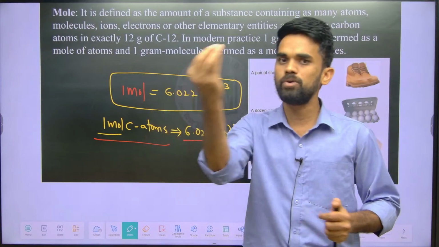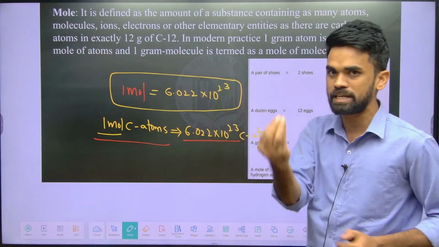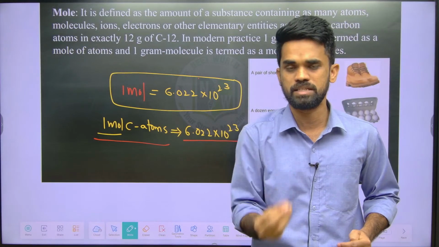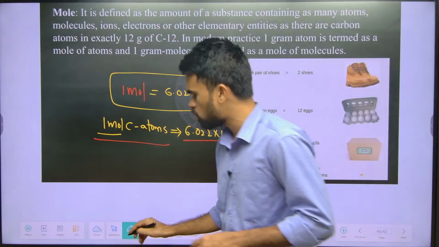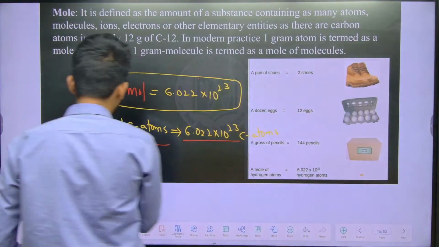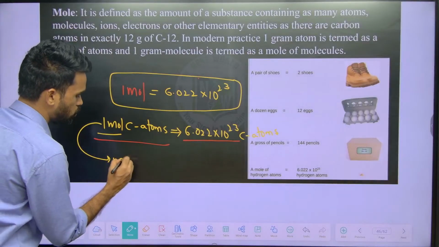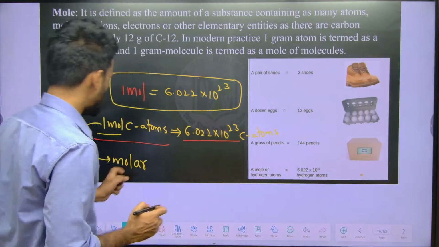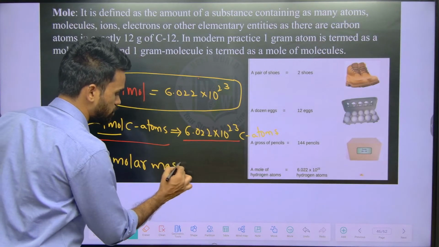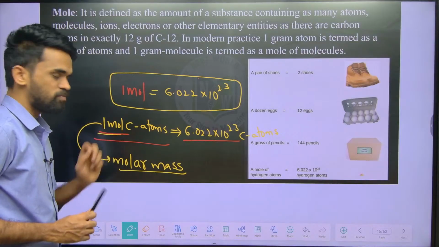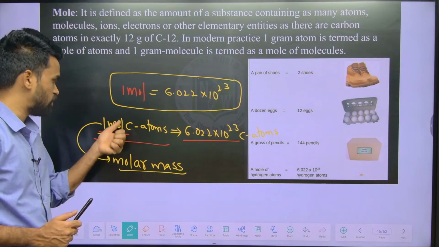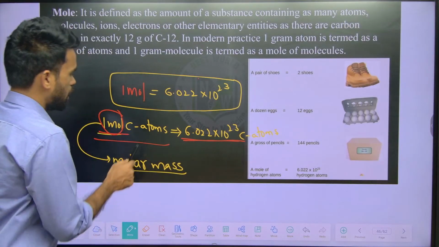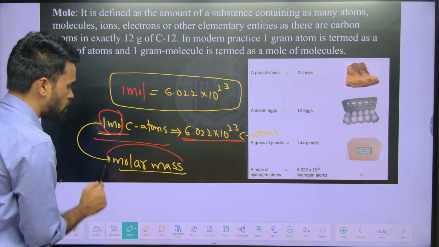Now if you take 1 mole of carbon atoms, meaning this many carbon atoms, and measure the weight of those atoms, you are going to get some weight. That weight is called its molar mass. So what do we mean by molar mass? The mass of 1 mole of a substance is called its molar mass. One is the number of moles: if I say 1 mole, it contains Avogadro number of atoms or species. The mass of 1 mole of a substance is called its molar mass.